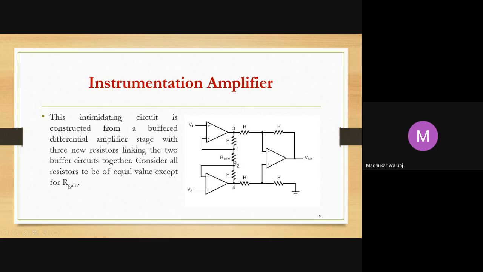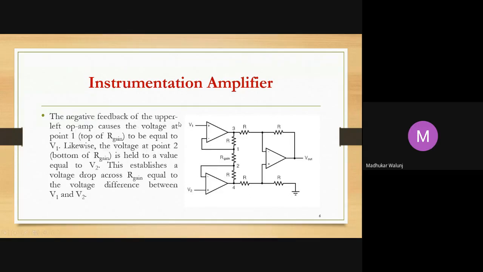The changing quantity will be R gain. We can have a potentiometer so that we can change the value of this R gain whatever we require. So this is the circuit of the instrumentation amplifier. All the resistors are of equal value. Only the resistor that is changing is the R gain. We are going to see how this resistor R gain will change the instrumentation amplifier's gain.